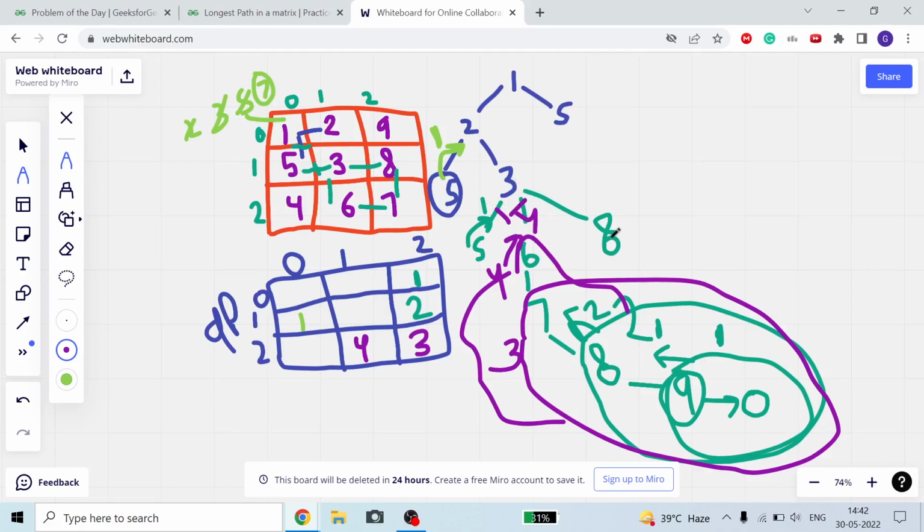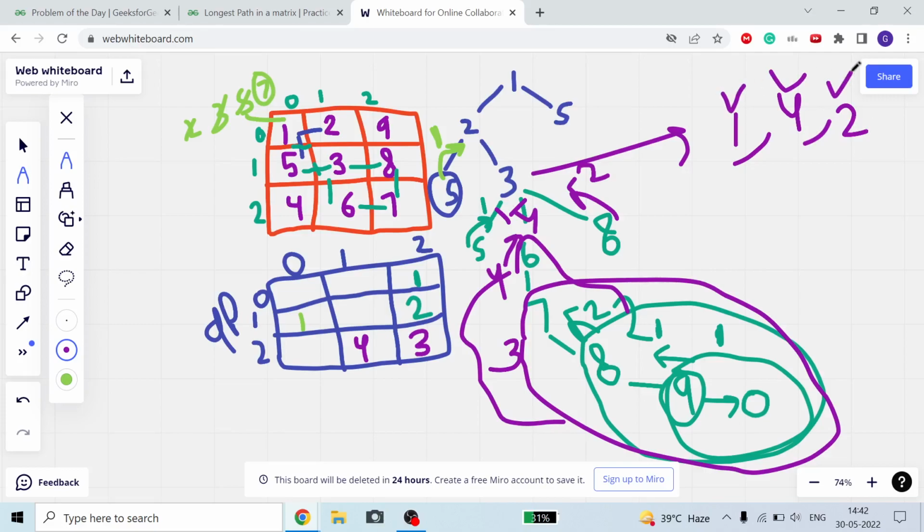So fine, now we will come to 8. Now we will check 8 in the DP array. 8 is this, so we will check, yes, DP already exists, 2. So from here we will just return 2, we will not check either way. So from 3 it will return the maximum of these, means 1, 4 and 2. After 3 we have three different paths. One is of length 1, one is of length 4, one is of length 2.